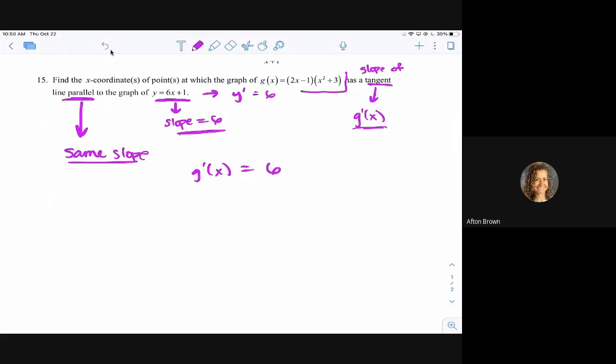We need to take the derivative of this. I can think of 2 ways to take the derivative. What are our two options?